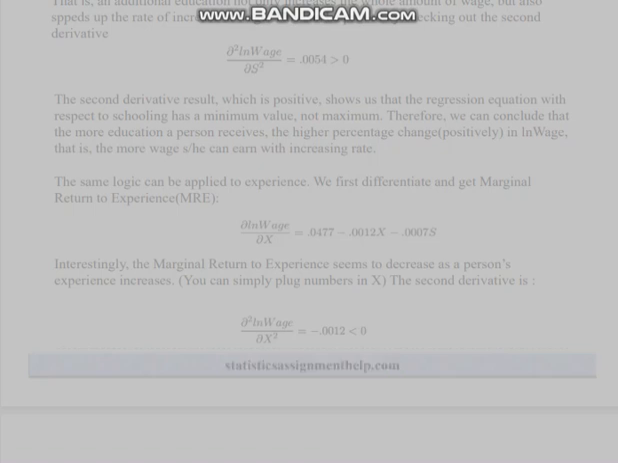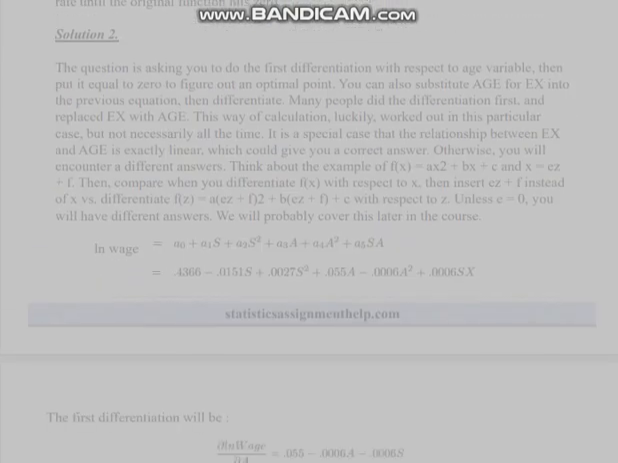In contrast to the case of schooling, the sign of the second derivative is negative. This means the experience has a maximum point at which the rate of increase becomes 0 and then turns negative. But remember that the wage will still be increasing with decreasing rate until the original function hits 0.